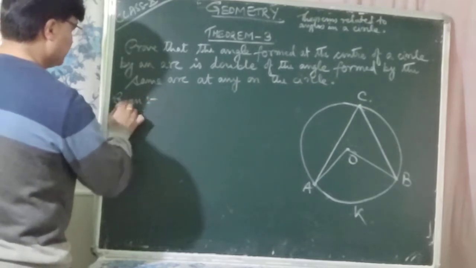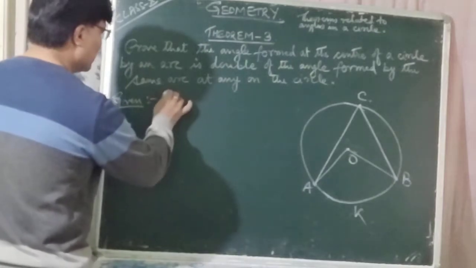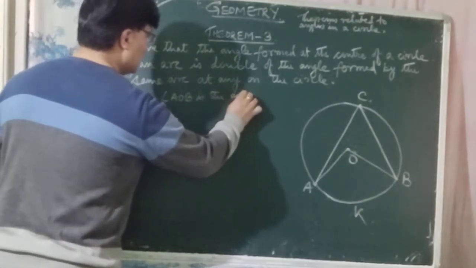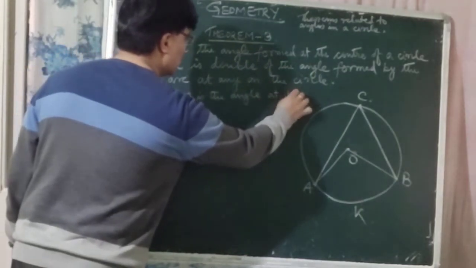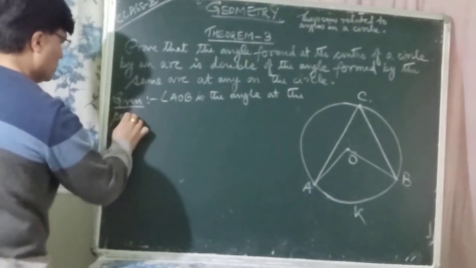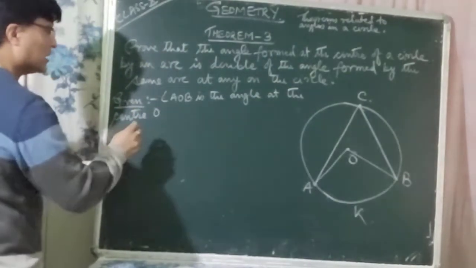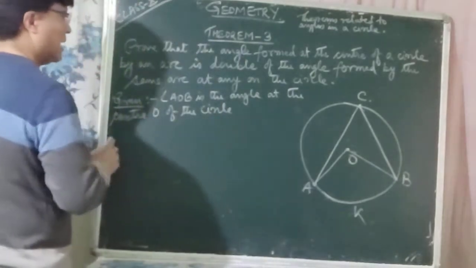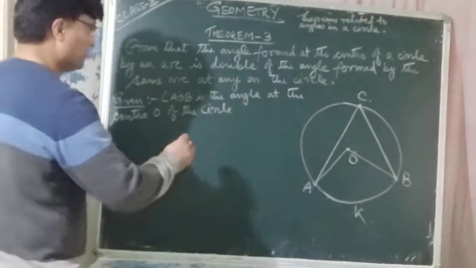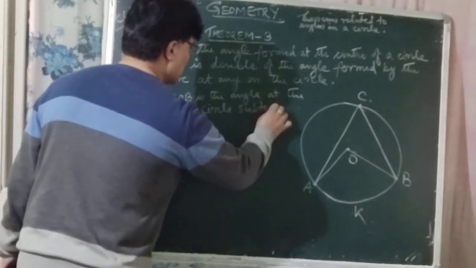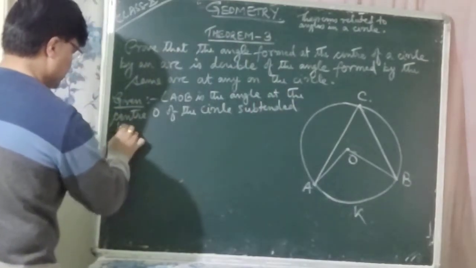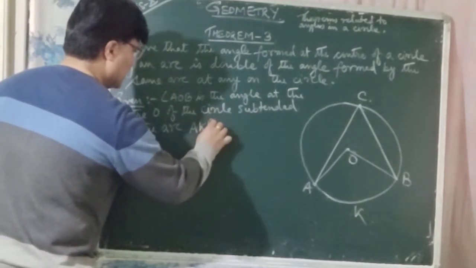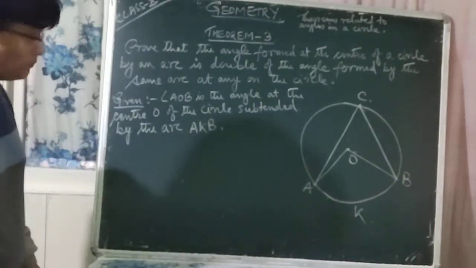Your given is, what is given here? Angle AOB is the angle at the center O of the circle. Angle AOB is the angle at the center of the circle, subtended by the arc AKB.